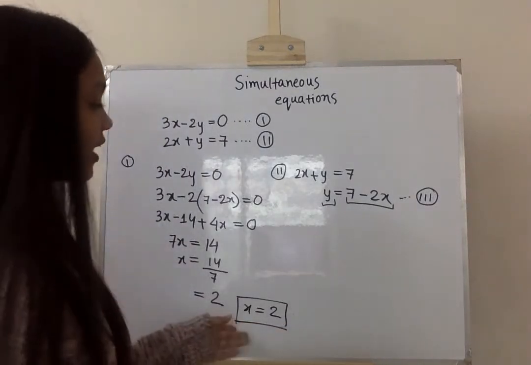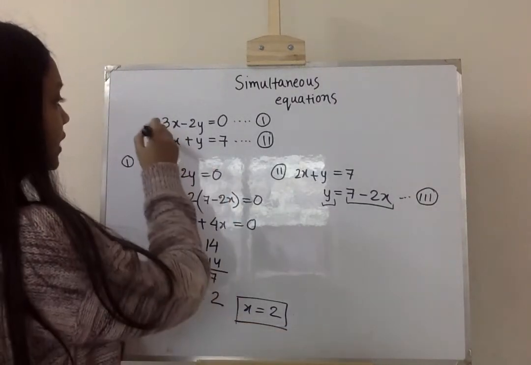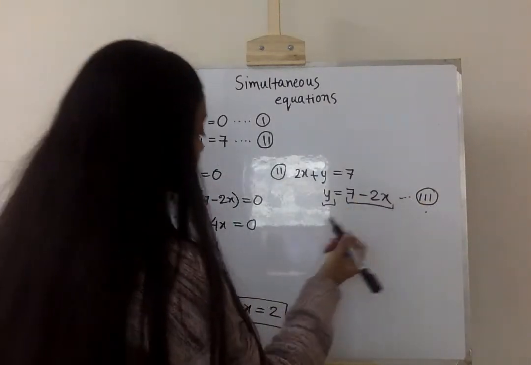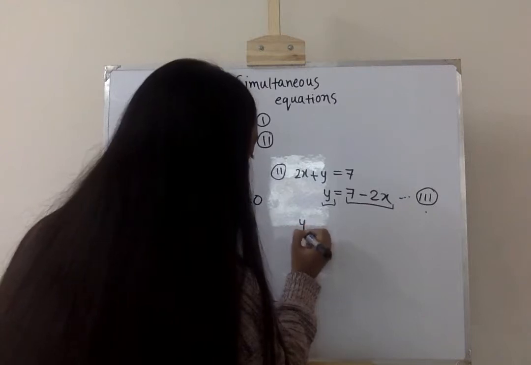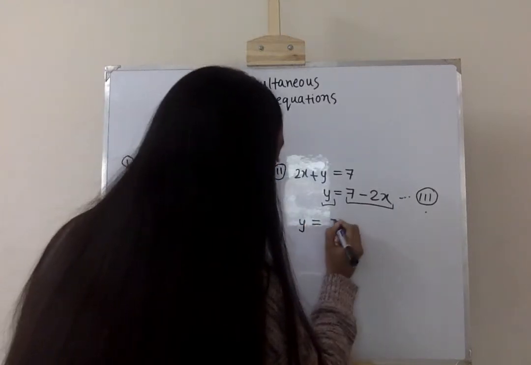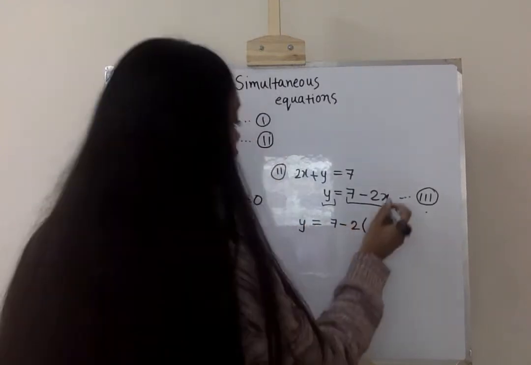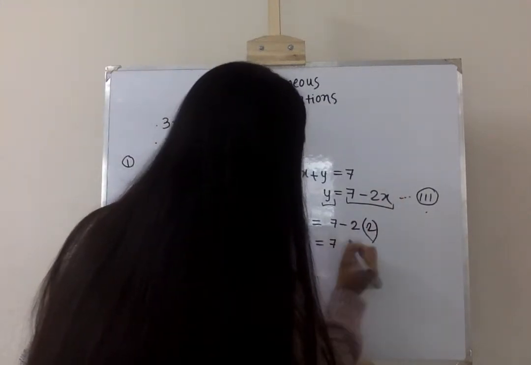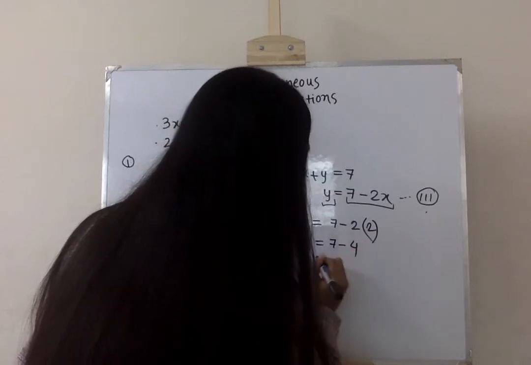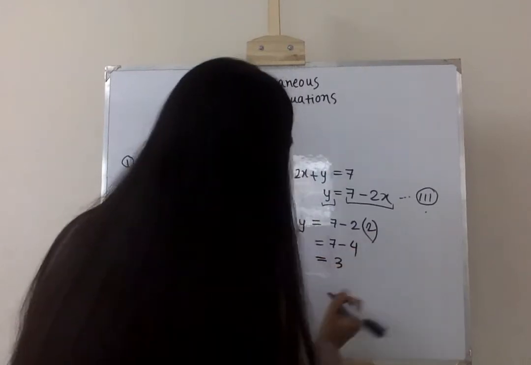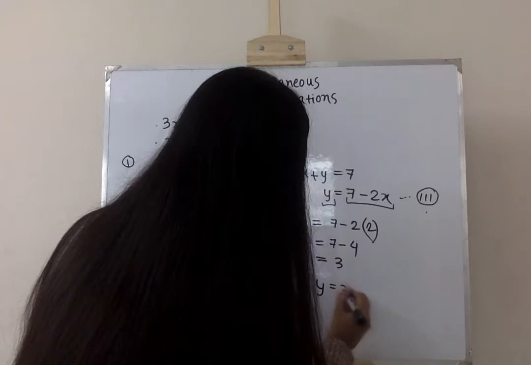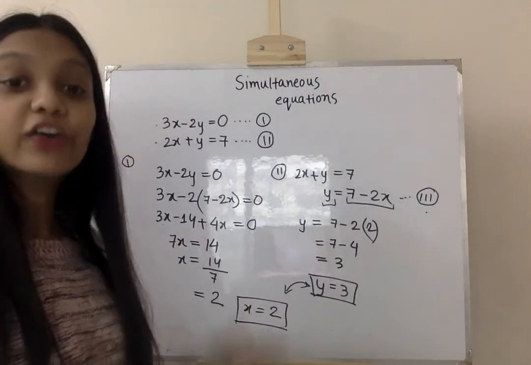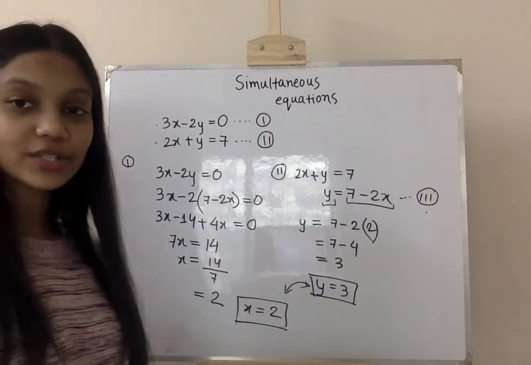We can take the value of x and substitute it in either the first equation, the second equation, or the third equation. Let's take the third equation because y is already the subject. So y is equal to 7 minus 2, we know the value of x is 2. Then 7 minus 2 2s are 4 is equal to 3. So y is equal to 3. These two are the solution of this simultaneous equations.